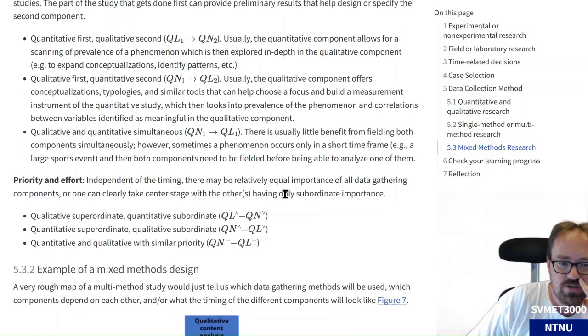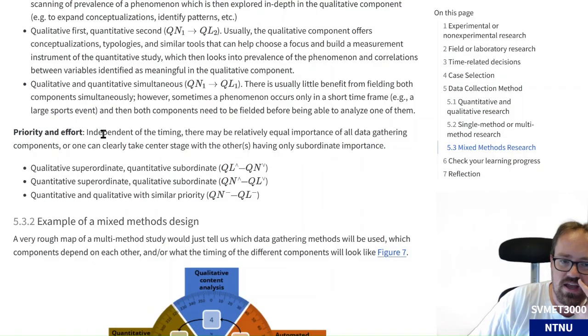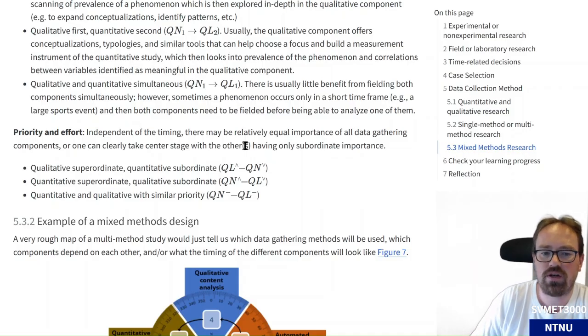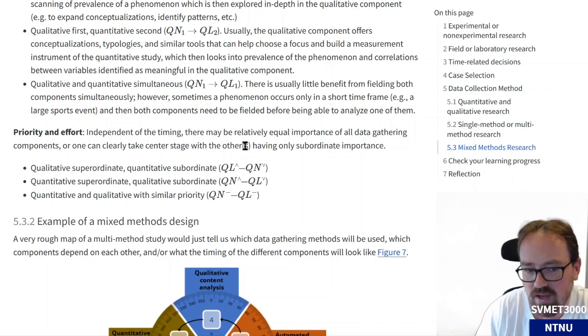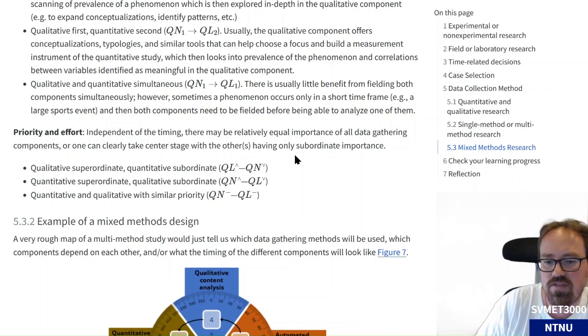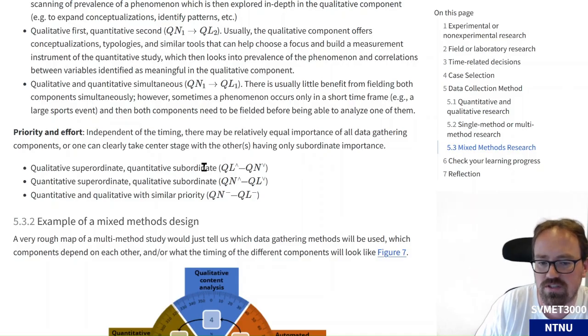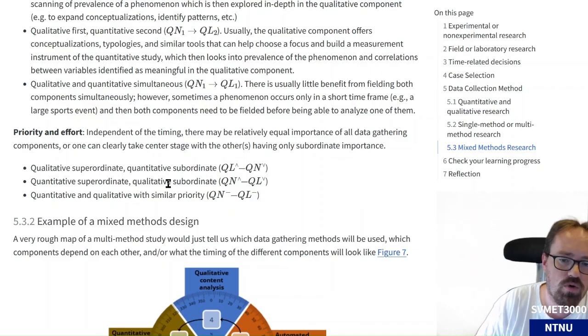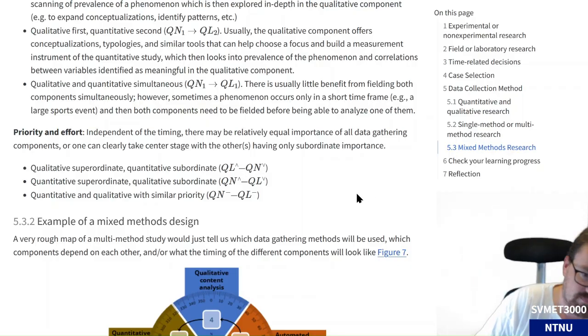And the second dimension is priority and effort. Independent of the timing, there may be a relatively equal importance of all data gathering components, or one of them can clearly take center stage and the other has only subordinate importance. So we have situations that are mainly a qualitative study with some quantitative subordinate component, or just the other way around, or both have roughly similar priority.